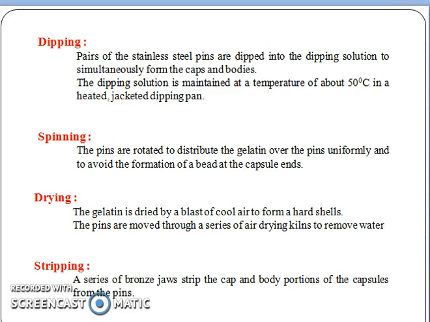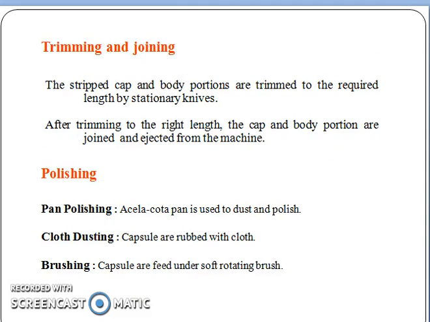Next is drying. The gelatin is dried by a blast of cool air to form a hard shell. The pins are moved through a series of air drying kilns to remove water. Next is stripping. A series of bronze jaws strips the cap and body portions of the capsule from the pins. Next, trimming and joining. The stripped cap and body portions are trimmed to the required length by stationary knives. After trimming to the right length, the cap and body portions are joined and ejected from the machine.